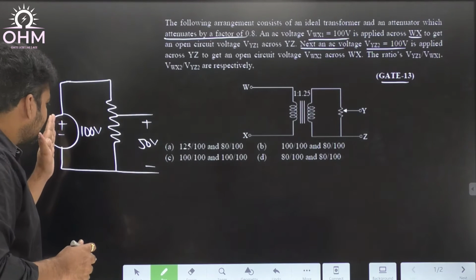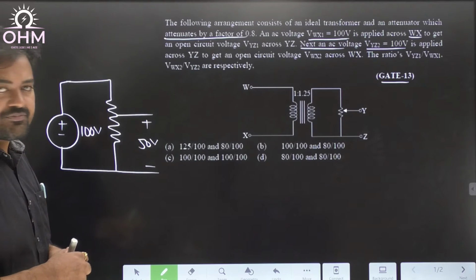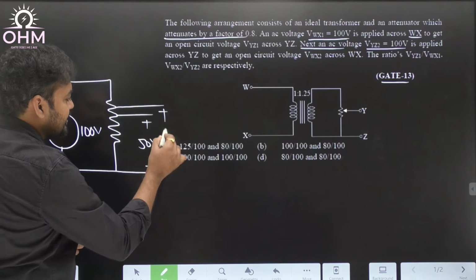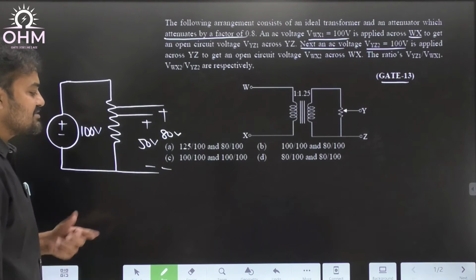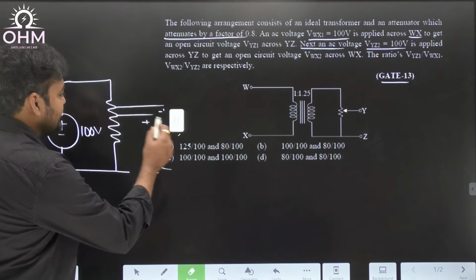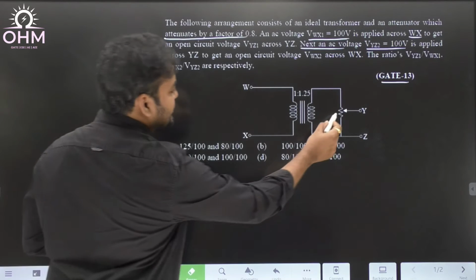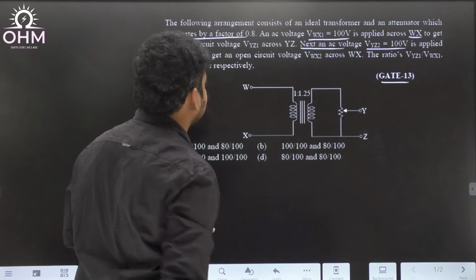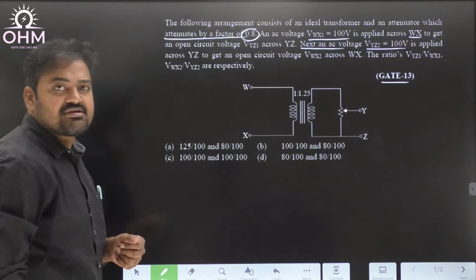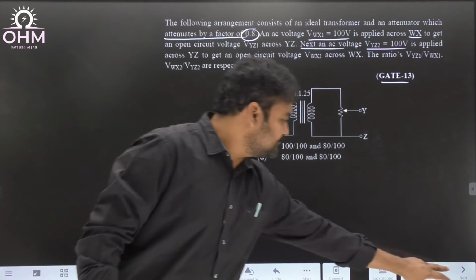Therefore 100 volt was compressed to 50 volt, so the attenuation factor is 0.5. Suppose the tapping was taken at 80%, the output voltage will become 80 volt, so the attenuation factor is 80%. That is what is meant by attenuation. The same attenuator is used in this question. There is a rheostat and a tapping was taken, and it was clearly mentioned the attenuation factor is 0.8. That means the tapping was taken at 80%. So let us solve this problem.